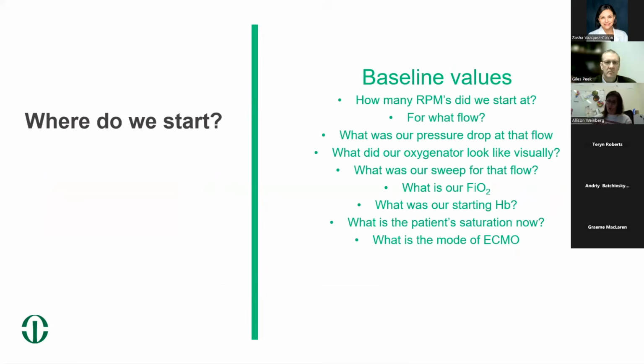Well, for the healthy oxygenator, we know we have to get our baseline values, and there are a lot of different baseline values. When we go on, we get our RPMs and what flow we got for those RPMs, what the pressure drop was, what the oxygenator looked like visually, and what the sweep and FiO2 were for the flow. We always want our starting hemoglobin, it's very important. What's the patient's saturation, both for their body and the saturation going into the oxygenator? And of course, what mode of ECMO are we on? Then we go from there, okay?